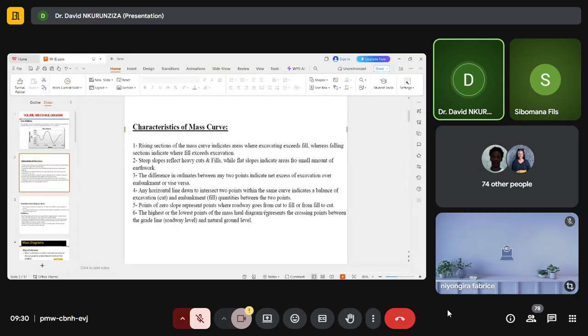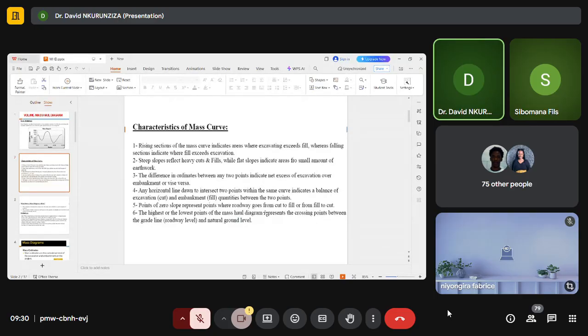So we have to make sure that the more cut we have, of course, the more activity is required. For example, maybe we'll be needing heavy machines to cut, like bulldozers. And then you also need a lot of trucks to carry the cut soil if you don't have anywhere to feed it.